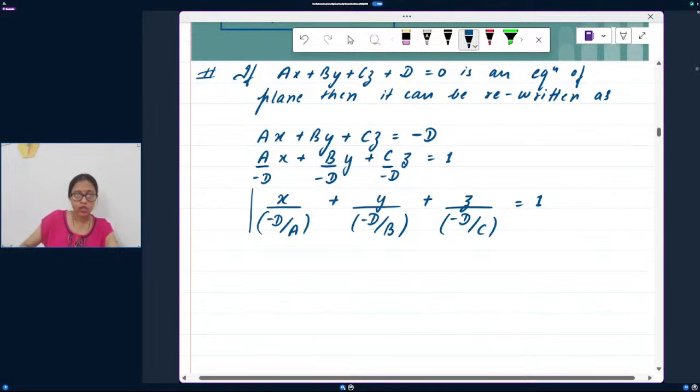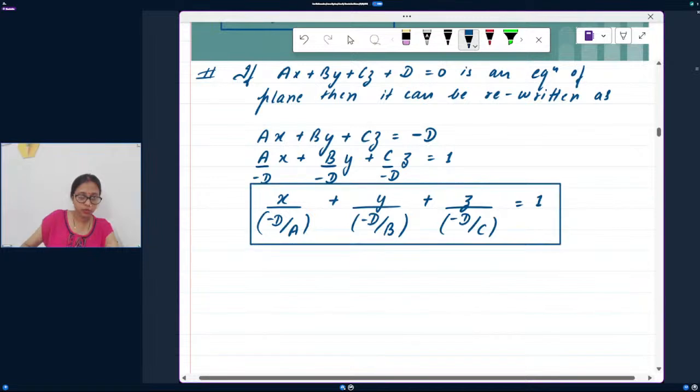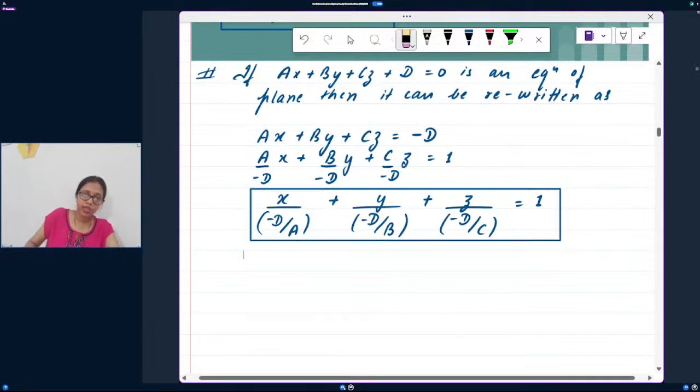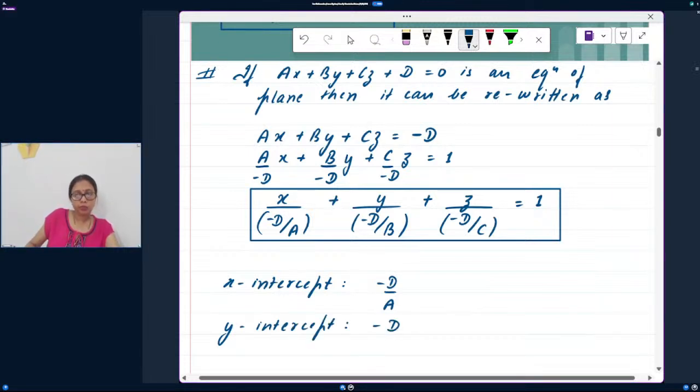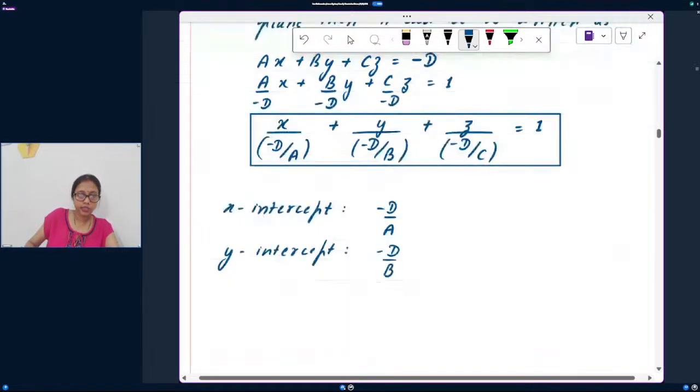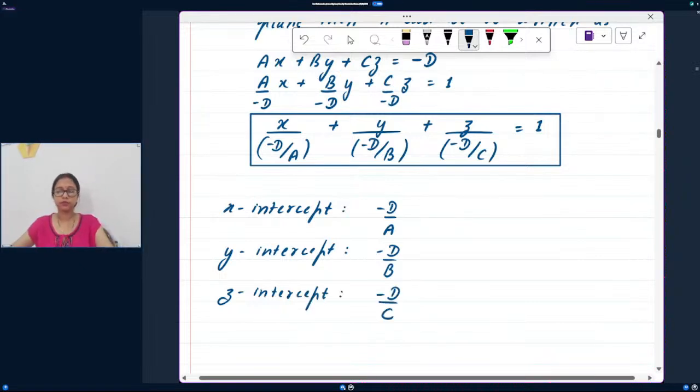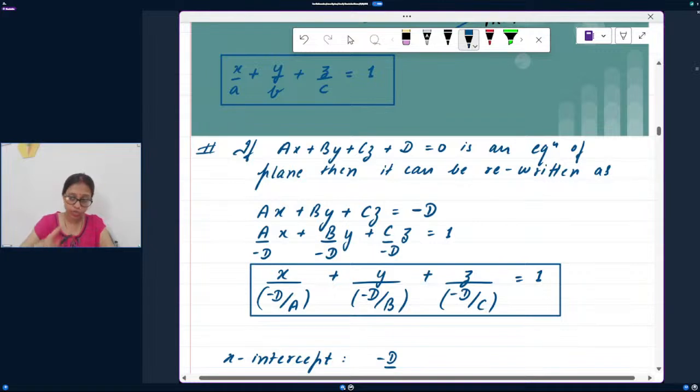So from here, what is your x-intercept, y-intercept, and z-intercept? In a general equation, you can see that the x-intercept is given by minus d by a, the y-intercept is given by minus d by b, and the z-intercept is given by minus d by c. Okay, this way I have reduced a general equation into an intercept form.